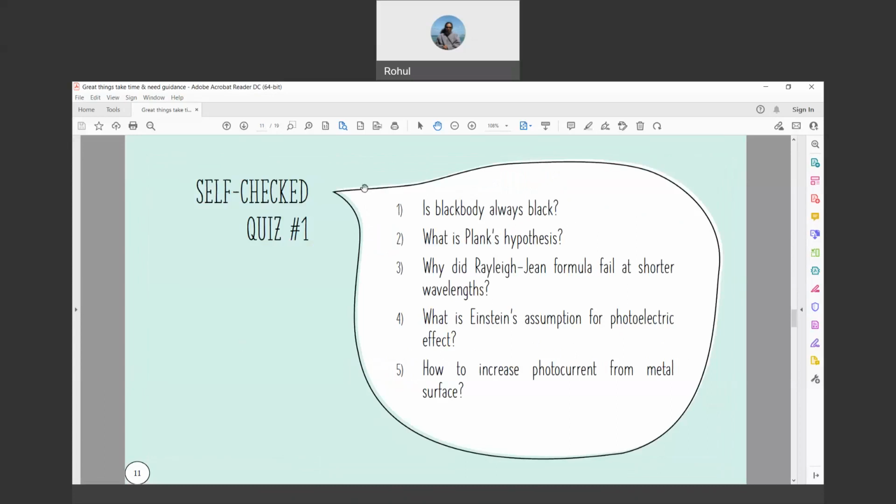Okay, this is self-check quiz one. You can try to answer this self-check quiz, and make sure you understand. This is a very typical question that will come out in the test or quiz or even final exams. You answer this, then we can discuss in the class.